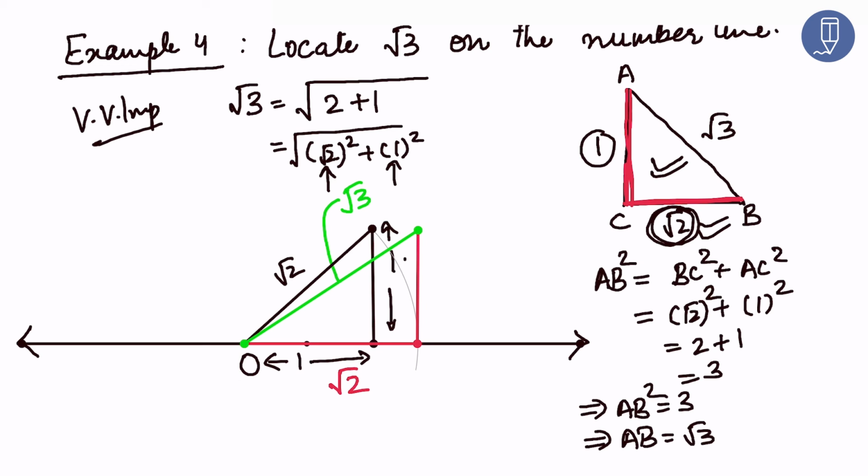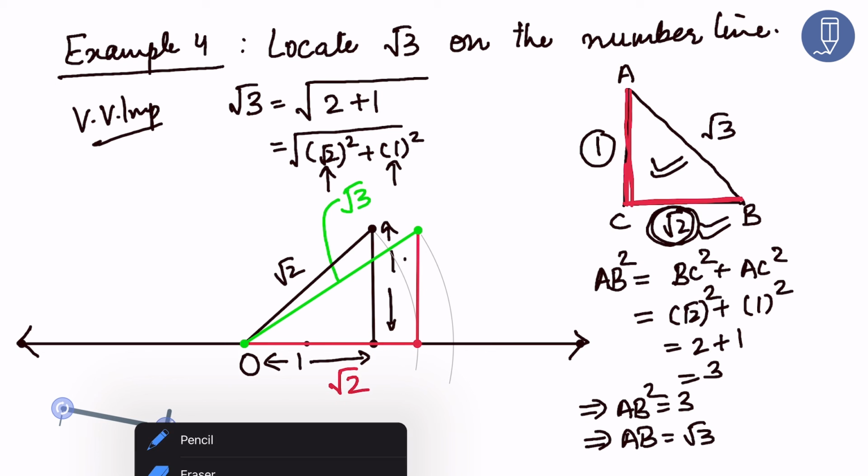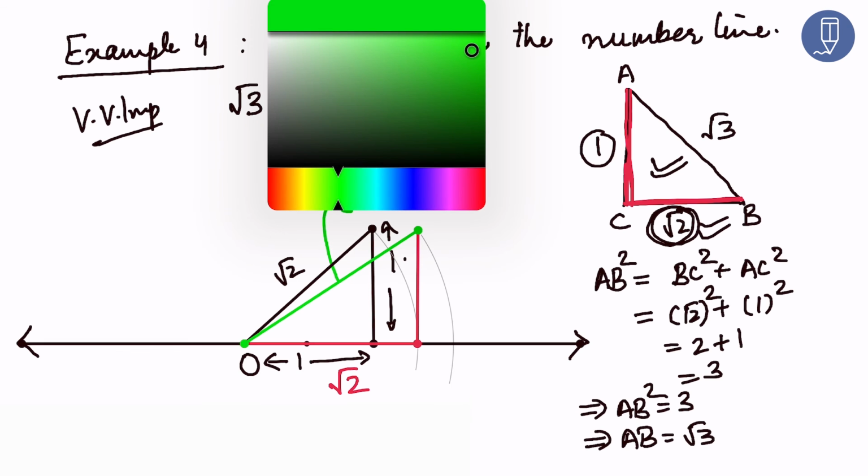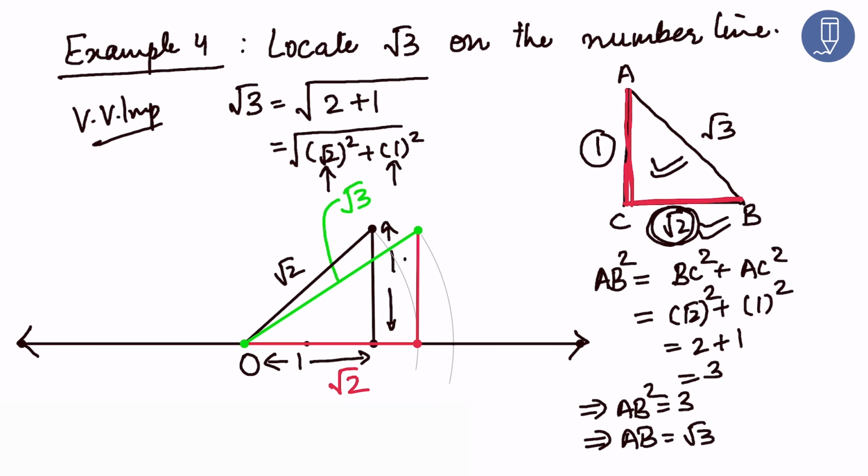So we bring the compass back again and we follow similar steps as we did for square root of 2. Now we move the compass, remove the compass. The point which we get now, let us mark this point as B. Now join O to B. This OB here becomes square root of 3. So the question is over now.